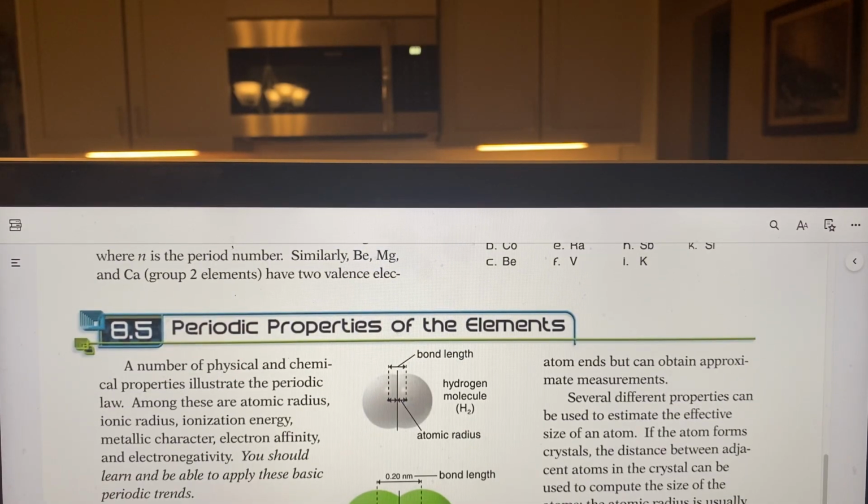Okay, we're going to stop there because this next video goes on to periodic properties of the elements, and it gets a little bit more complex, but really not. There's just 6 different properties, and I don't think I'll have enough time to go over this whole thing in this one video. So we'll go on to that in the next video.